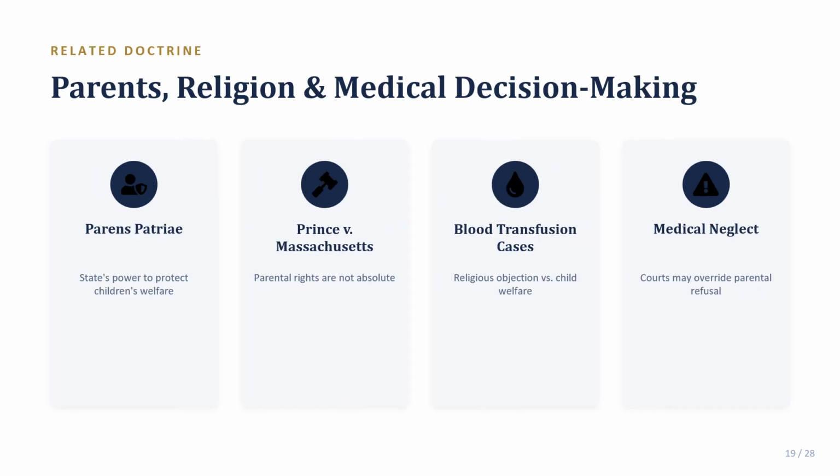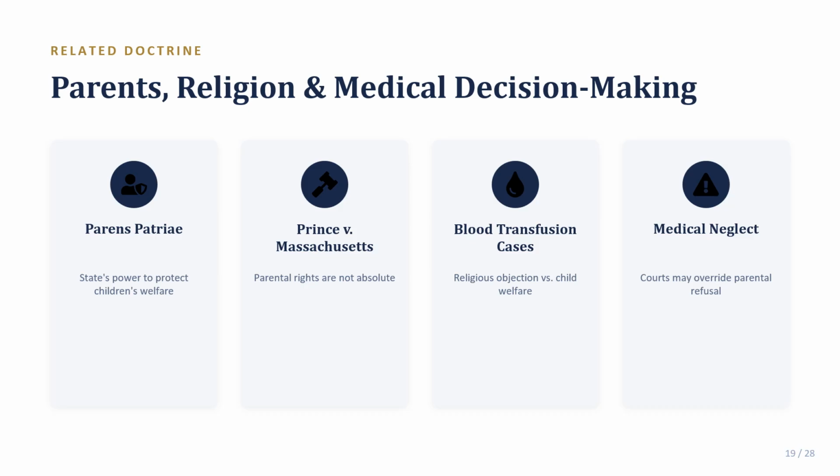Now, what happens when medical decision-making authority belongs, in the first instance, to a parent making choices on behalf of a child, and that parent's choice is in conflict with what the state believes is in the child's medical interest? Okay, so this slide gives us four connected concepts.